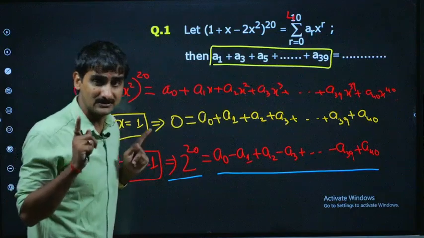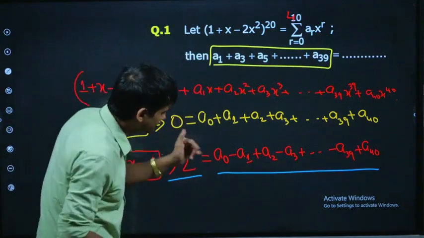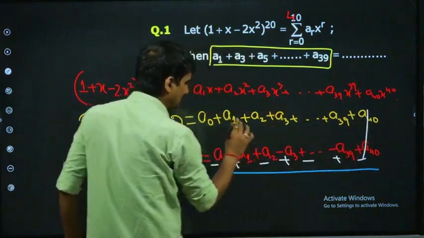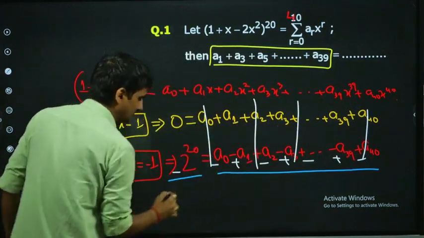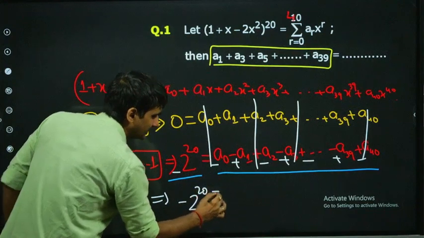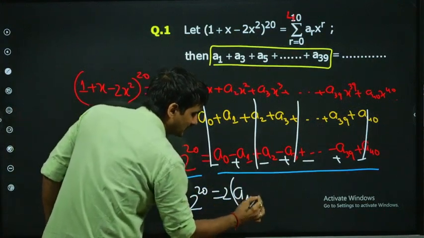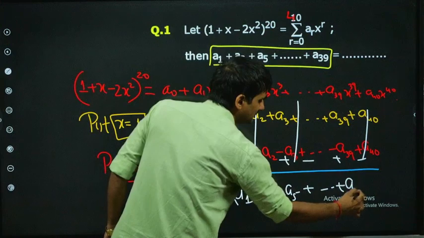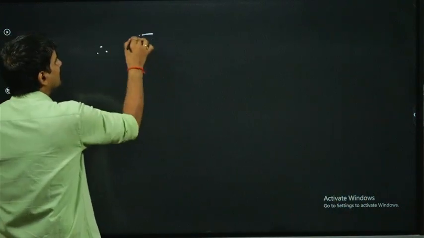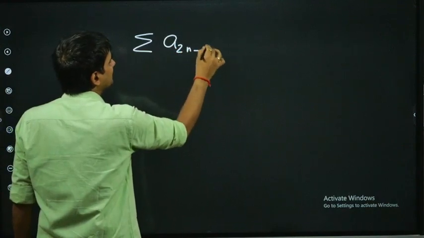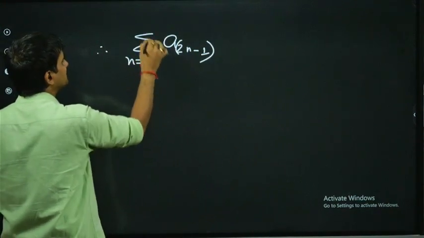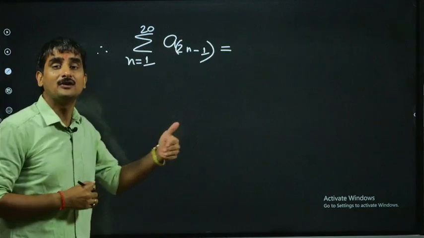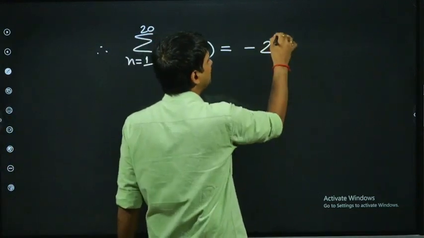So here we need the sum of all odd coefficients. As we can see, if we subtract them, then the even terms will get cancelled. We will be left with just odd terms in the RHS. So 2 times a1 plus a3 plus a5 and so on up to a39. Therefore, summation of a2r plus 1 is another way of writing the sum of all odd coefficients. I am deliberately writing it so that you remember this form. So what is it? Minus 2 raised to power 19.